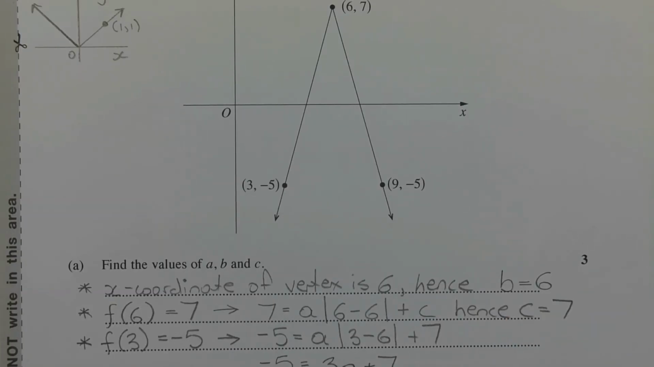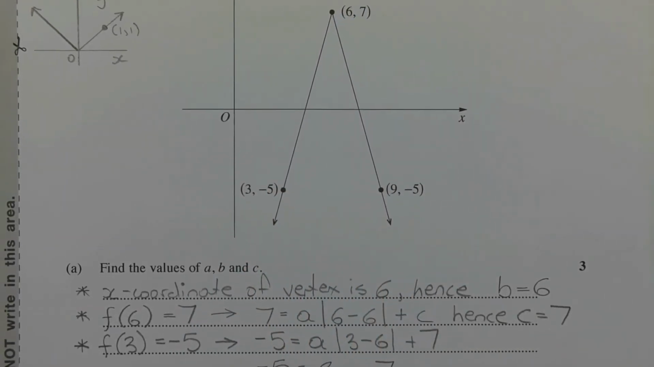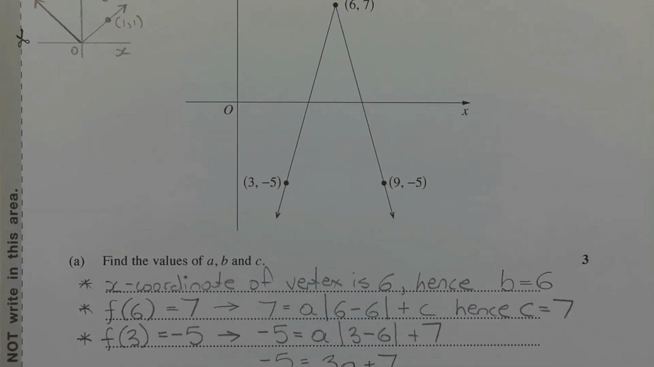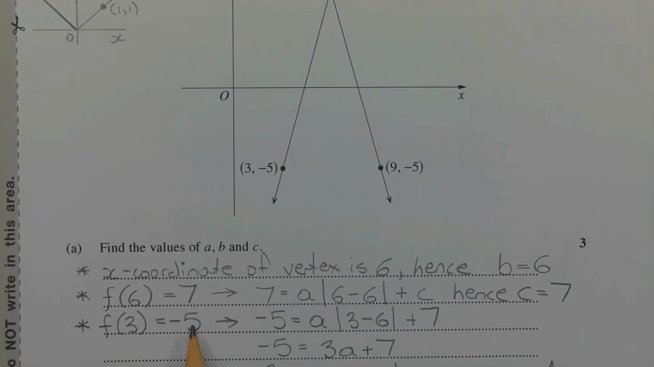Now the last thing we need to find is the value of a. And if we choose any point other than the vertex, so either this point here or this point here, and substitute those values for x and y into the function, we can then solve it for the value of a. So f of 3 is equal to -5, and that comes from this coordinate here. So substituting x equals 3 for x and -5 for f of x, we get -5 is equal to a times the absolute value of 3 minus 6, plus 7.